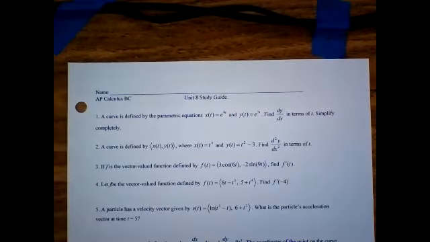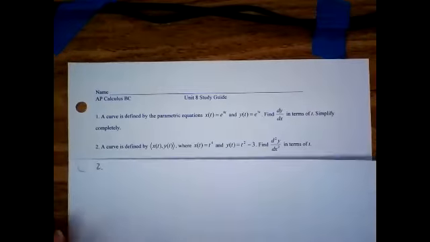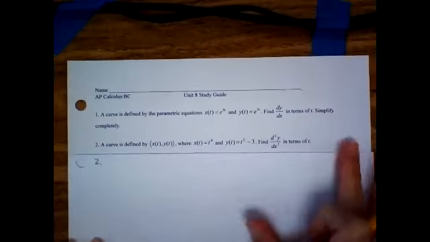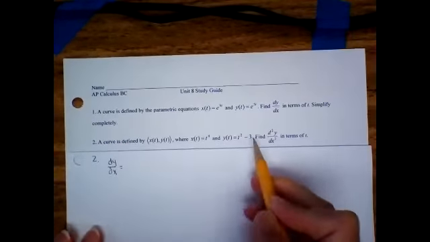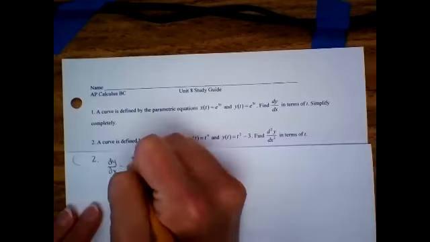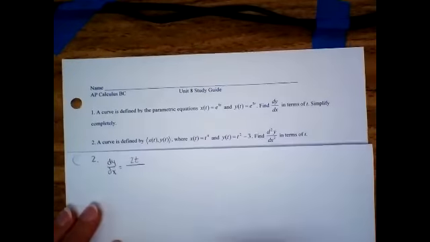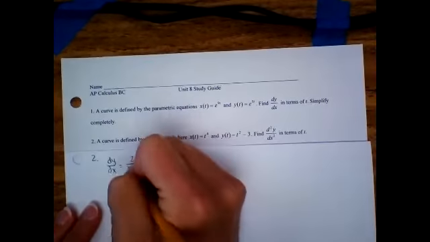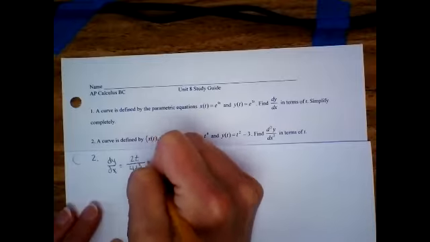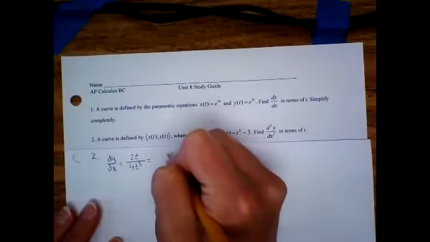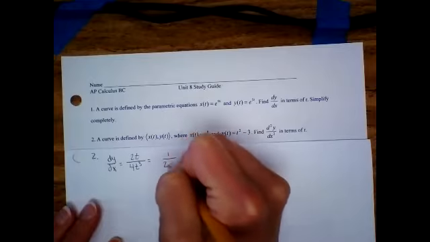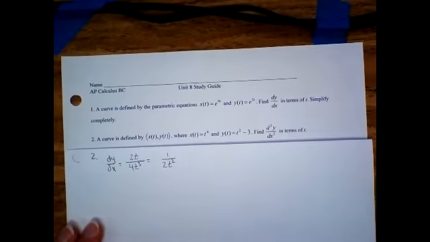All right, number two. A curve is defined by x of t, y of t, and then we're given both of those equations. Find the second derivative. Okay, so first let's do the first derivative. We're going to do derivative of y, that would be 2t. And then derivative of x, that would be 4t cubed. And I'm going to simplify that down before I do the second derivative. So 2/4 would reduce to 1/2. And we'll have t squared in the denominator.